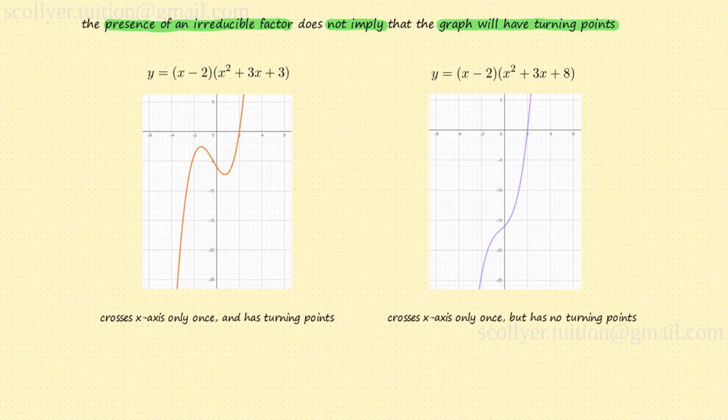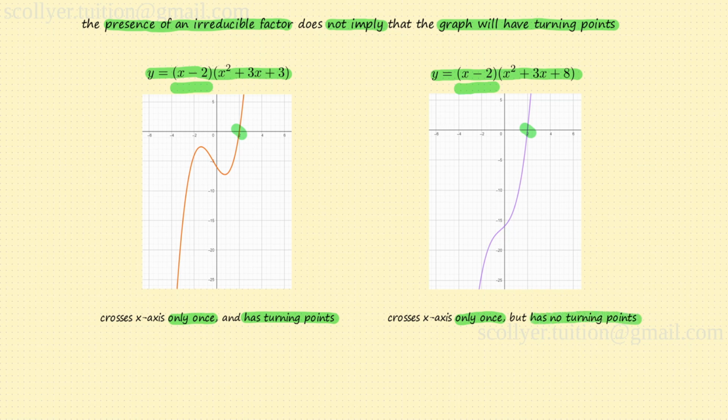On the left, we have the graph of y equals x minus 2 times x squared plus x plus 3, which crosses the x-axis only once, and it has turning points. On the right, we have the graph of y equals x minus 2 times x squared plus 3x plus 8. This graph crosses the x-axis only once due to the x minus 2 term, but in this case it has no turning points.